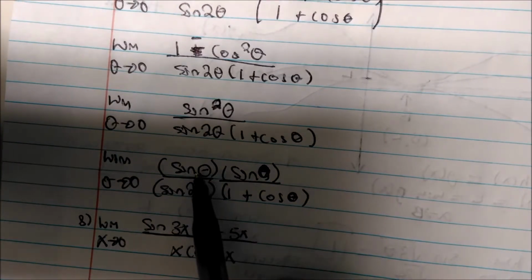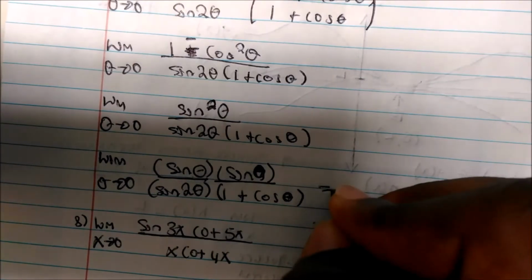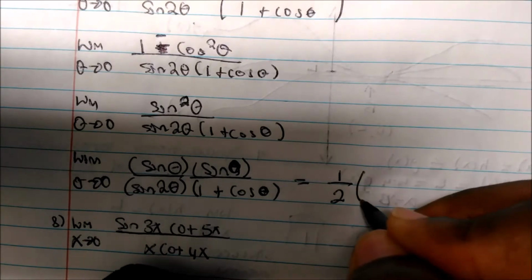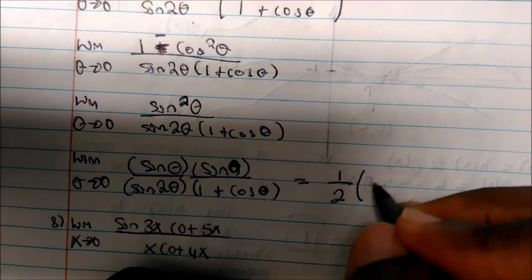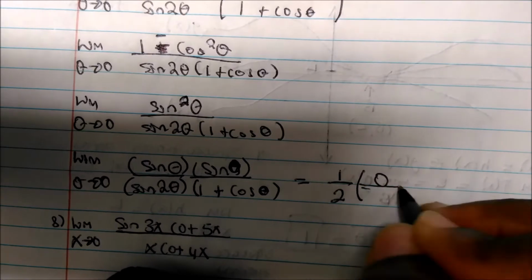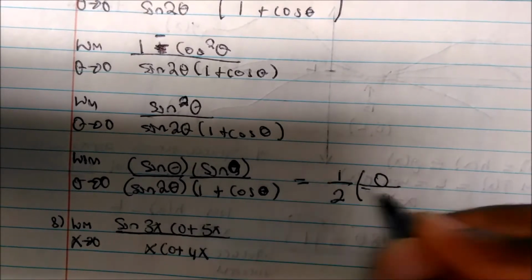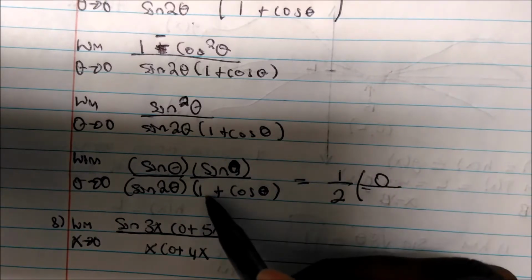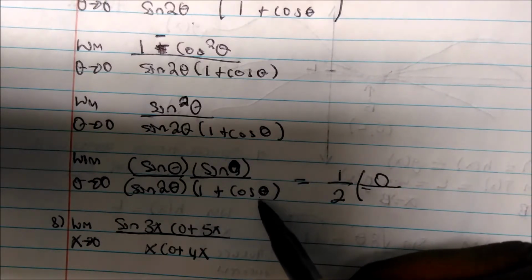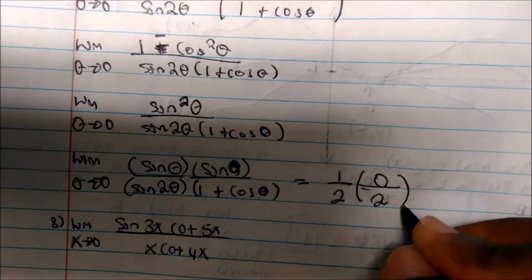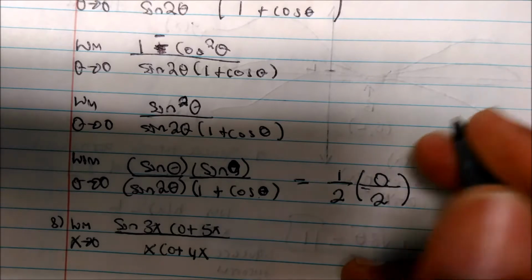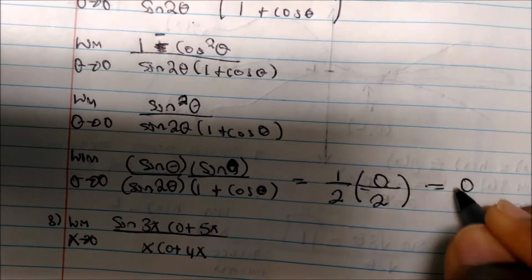Now looking at this, I could say, okay, well, can I squeeze something? Yes, I can. The sine theta over 2 sine theta is basically 1/2, because that's squeezed to 1/2. All right. And the sine theta, well, sine of 0 is just 0. And we no longer have indeterminate form. Well, 1 plus cosine of 0: cosine of 0 is 1, so you have 1 plus 1, which is 2. So anything divided by 2 is 0, but 1/2 times 0 is 0. So the limit for this is 0.